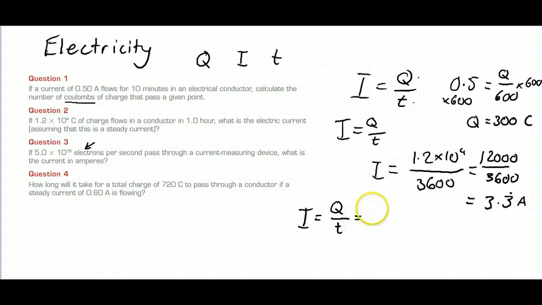So we know that Q is 5 times 10 to the 18, and we know that T equals 1 second. So that's going to give us amps, except for one problem. If we want our current to come out in amps, then the charge needs to be in coulombs. Okay, this will still be a current if we work it out, but it won't be in amps, and we want to have amps. Alright, let's change this into coulombs.